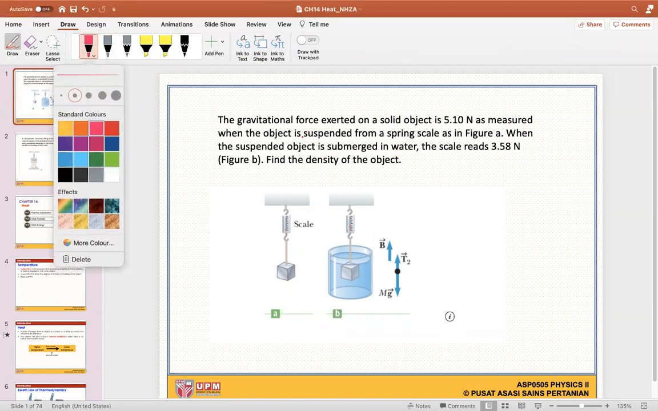Okay. So this is the question in web design. Some of you told me that you can do it, but you don't really understand. So we are going to go over this one. The gravitational force exerted on a solid object is 5.1.